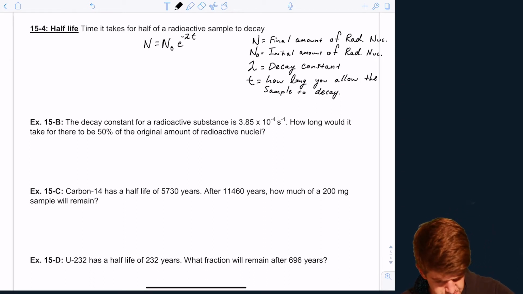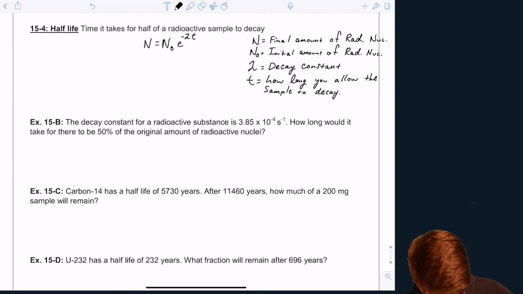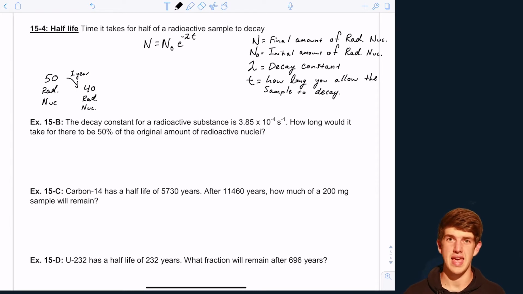An example of that would just be if I had, let's say, 50 radioactive nuclei, and then 1 year later, I find out that I have 40 left. Well, that means of my original sample, 10 had decayed. So 10 over 50 is just 0.2. My decay constant per year would be 0.2. 0.2 of my overall sample decays per year.